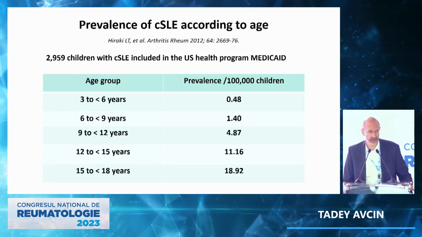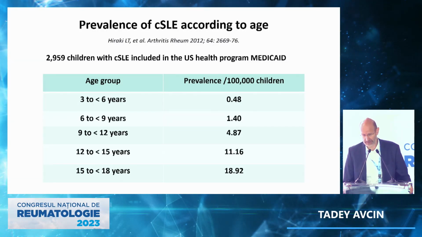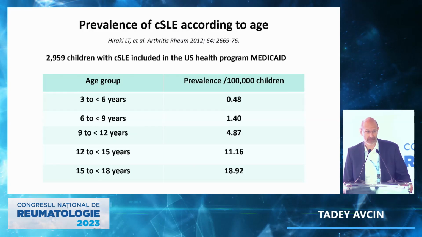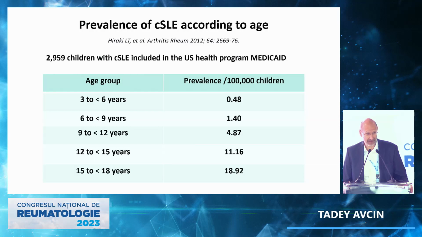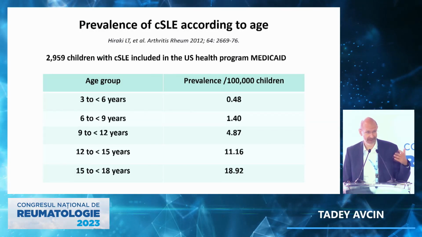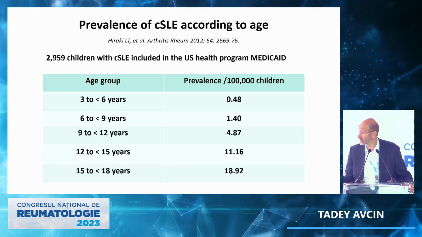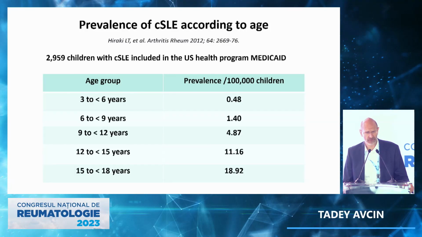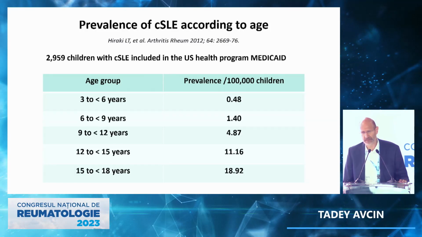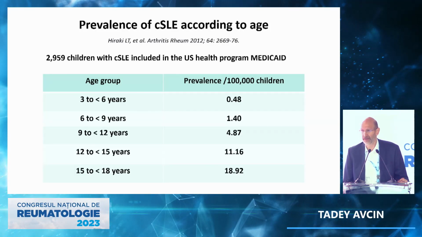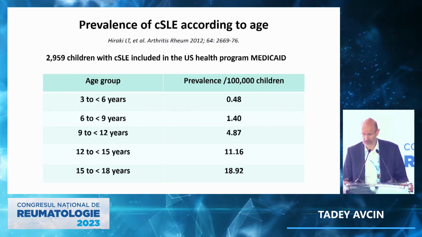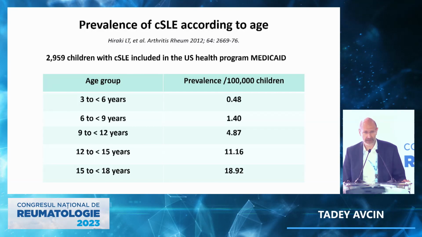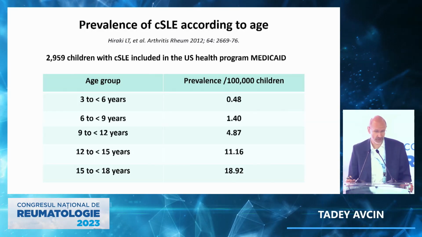This was a nice epidemiological study that our colleague from Toronto, Linda Hiraki, made when she analyzed the US Medicaid data on when SLE presented. And you can see in this slide that lupus very rarely presents in children younger than 9 years of age. But in those that present before 10 years of age, it is very likely that there is some underlying monogenic disease.